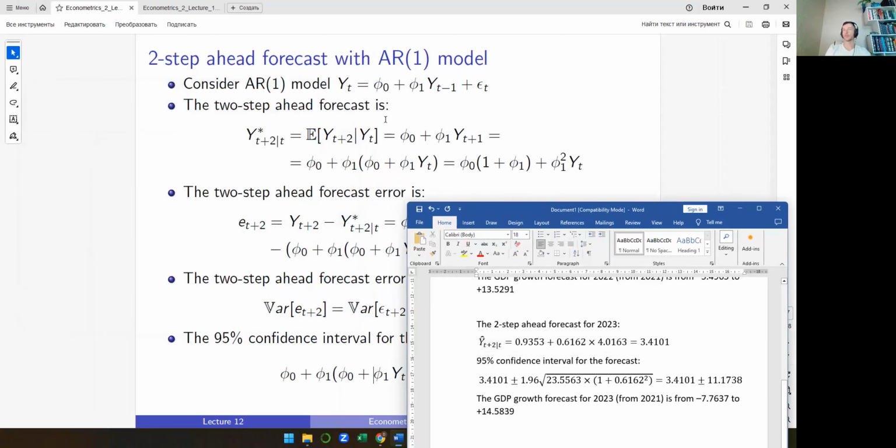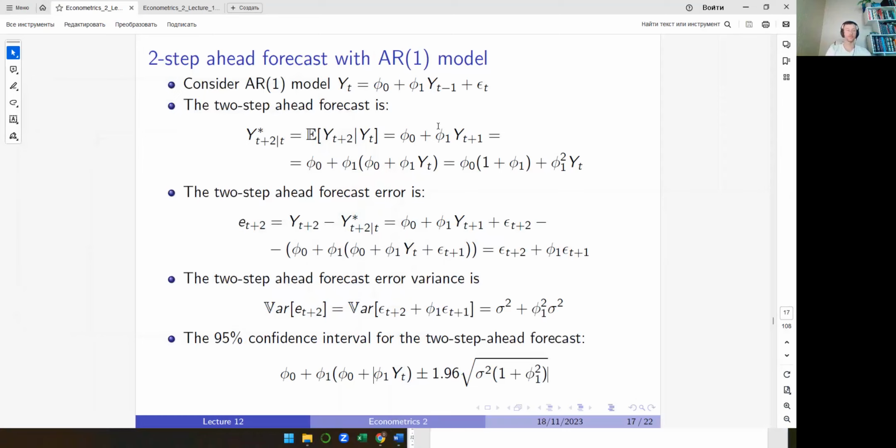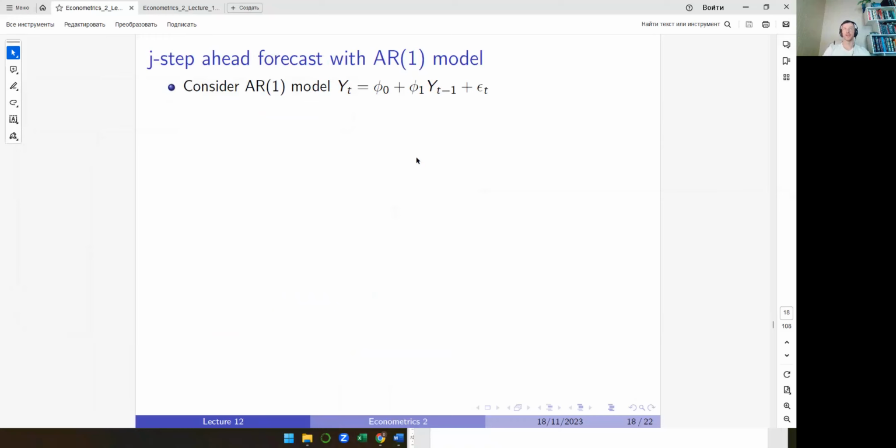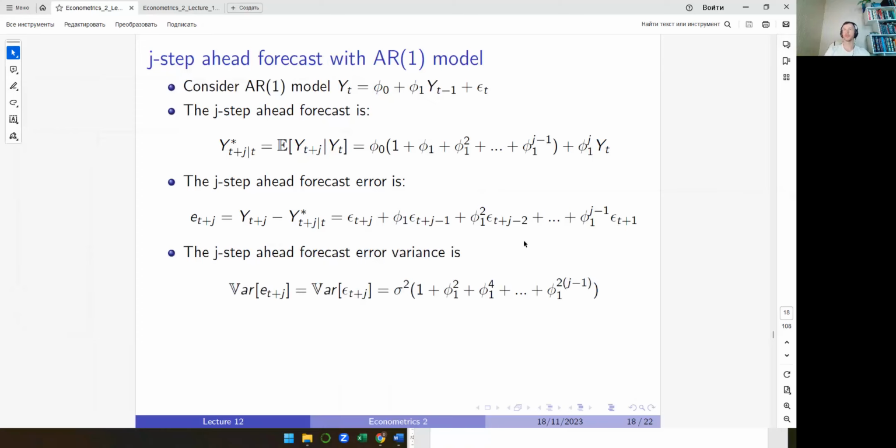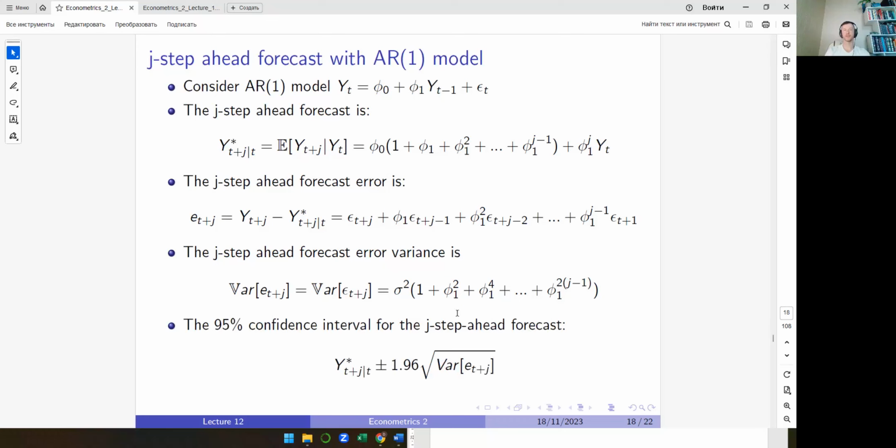So that's how we work with the forecast for the AR1 model, for example. If we are using AR2, AR3 models, the logic is the same, but maybe the mathematics are going to be a bit more complicated. So the jth step ahead forecast is built similarly. We have the following expression for yt plus j, and the following expression for the error term, which is just a structure on the white noises from every next step. And finally, this is the variance, and the 95% confidence interval is computed similarly. This is just a generalization for any step ahead forecast.